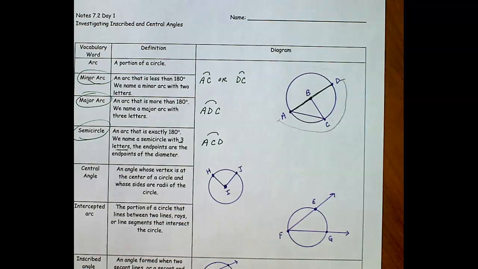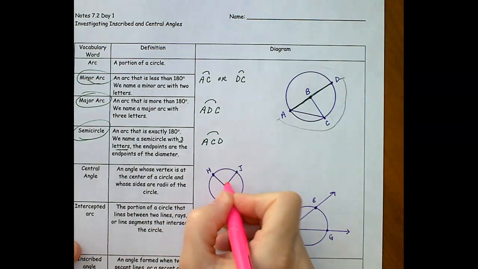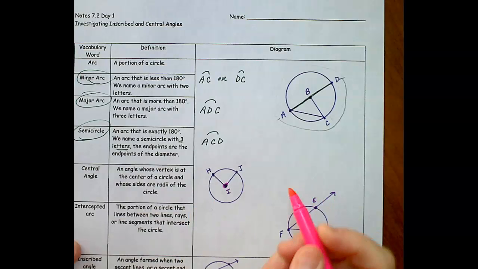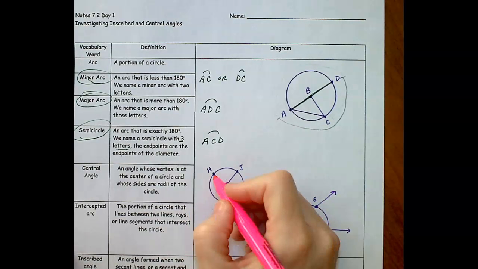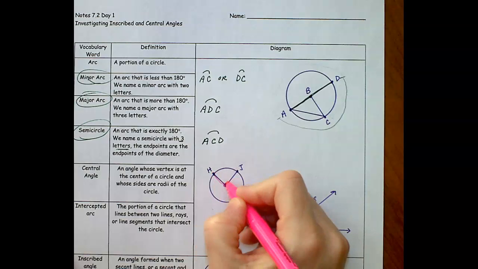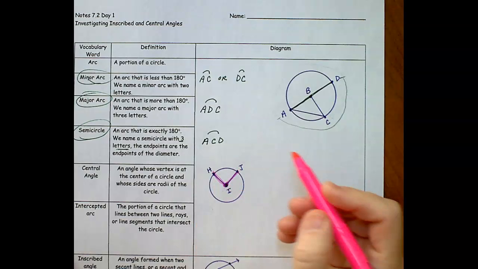All right, next we have a central angle. I drew a central angle here. How you know that you have a central angle is that the vertex here has to come from the smack dab center of the circle. So a central angle will come from the center of the circle. The vertex is smack dab center.